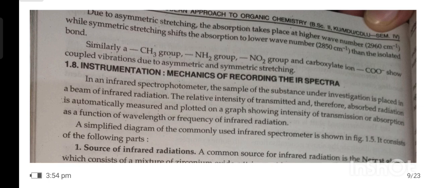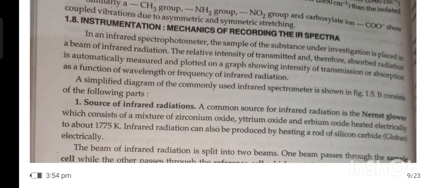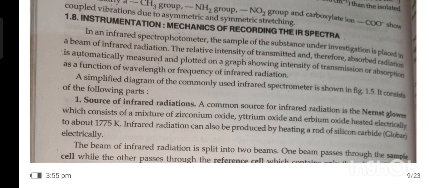A simplified diagram of a commonly used infrared spectrometer is shown in figure 1.5. It consists of the following parts. First, source of infrared radiation. A common source of infrared radiation is the Nernst glower, which consists of a mixture of zirconium oxide, yttrium oxide, and erbium oxide heated electrically to about 1775 Kelvin. Infrared radiation can also be produced by heating a rod of silicon carbide (globar) electrically.